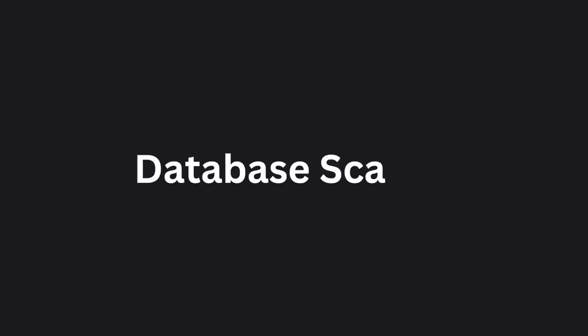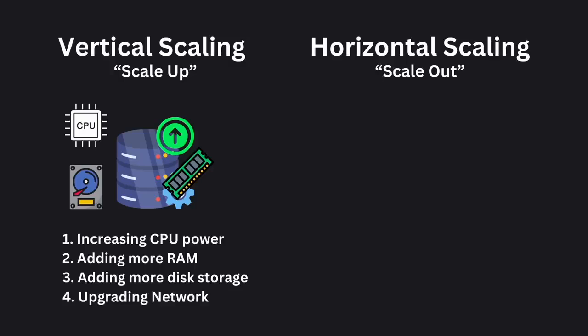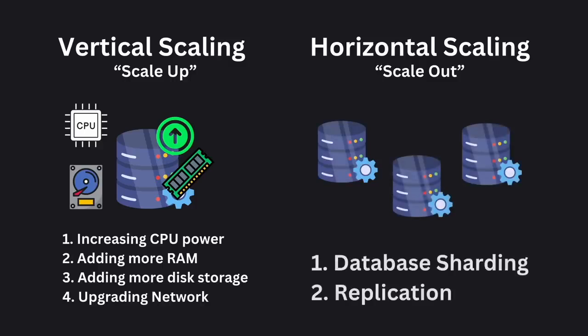Now let's see how we can scale databases. The first option is vertical scaling, or scale up. In vertical scaling, you improve the performance of your database by enhancing the capabilities of the individual server where the data is running. This could involve increasing CPU power, adding more RAM, adding faster or more disk storage, or upgrading the network. But there is a maximum limit to the resources you can add to a single machine, and because of that, it's very limited. The next option is horizontal scaling, or scale out, which involves adding more machines to the existing pool of resources rather than upgrading a single unit.